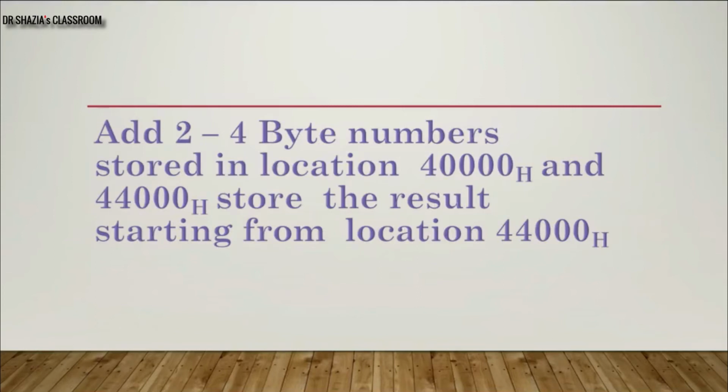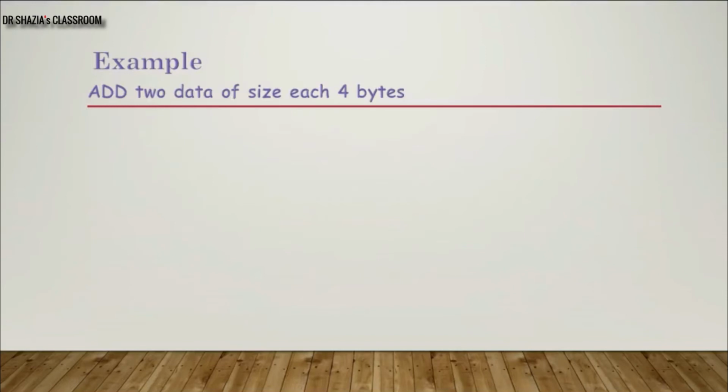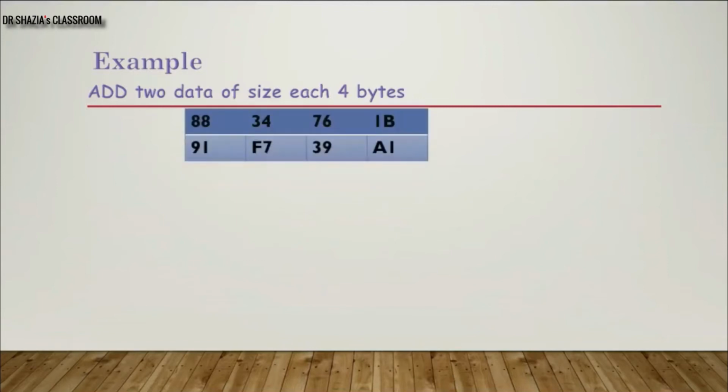So first we will take up the example. As I have to add two 4-byte data, my data is 8834761B, which needs to be added with 91F739A1. First we will see how we are going to store this data in memory.